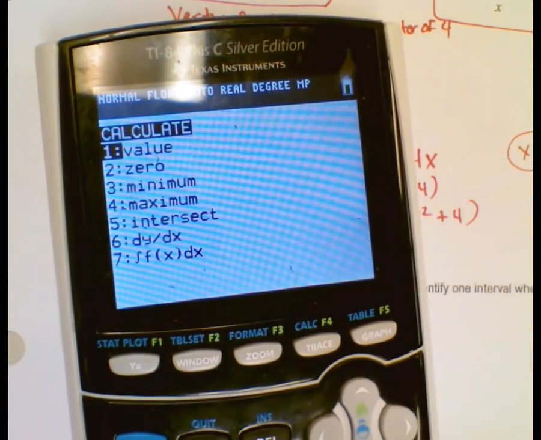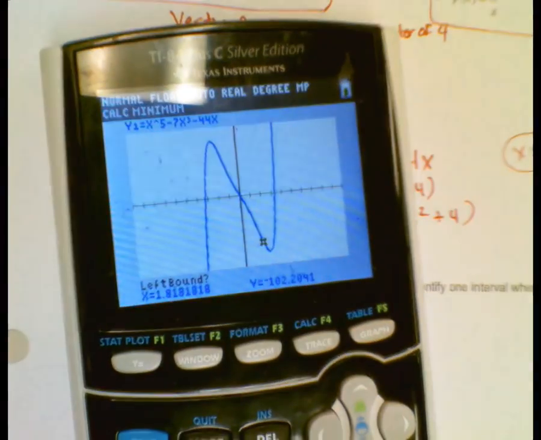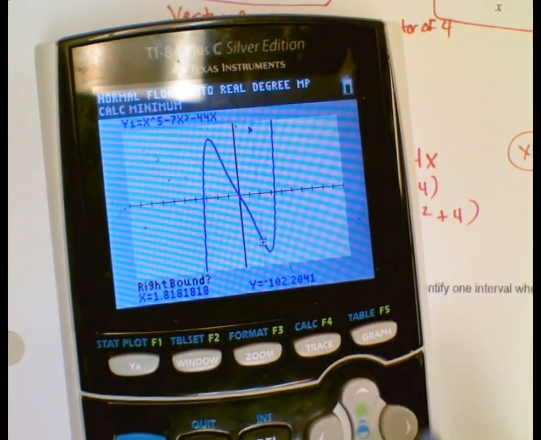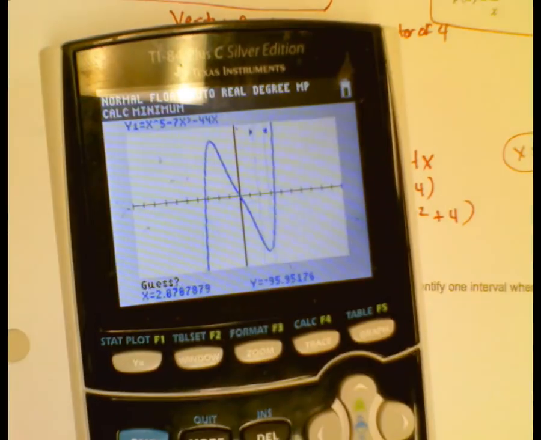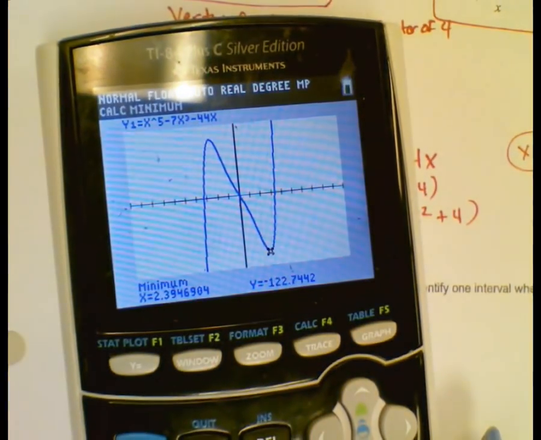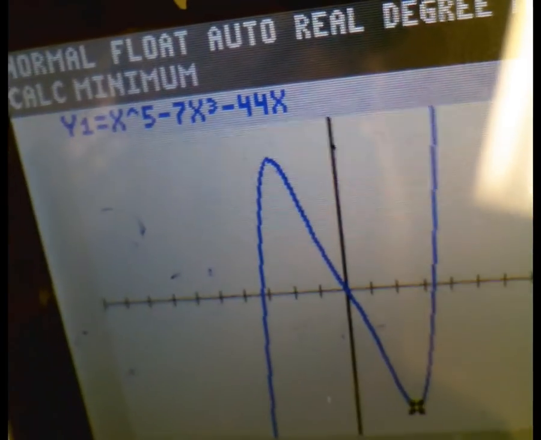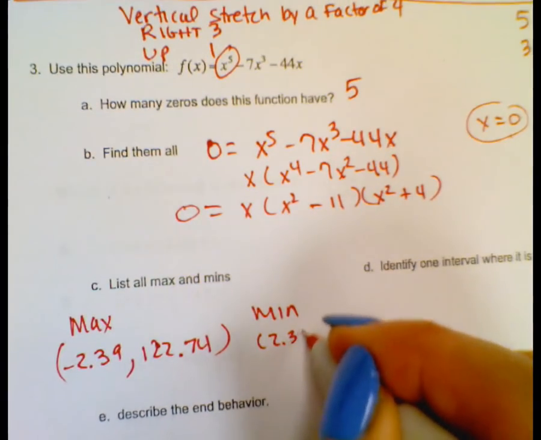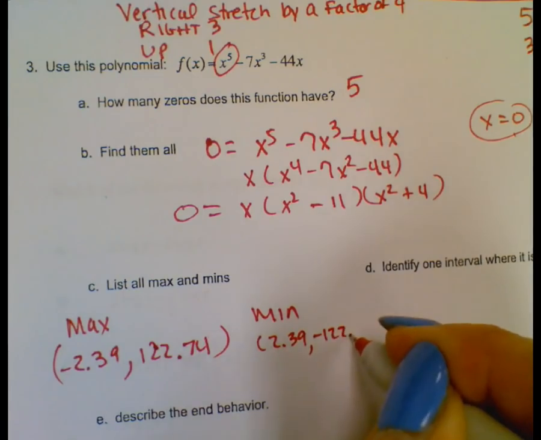Press second trace, min. It says left bound guess, press enter. Move it to the right, press enter, enter. And that is 2.39, negative 122.74. So it's 2.39, negative 122.74.